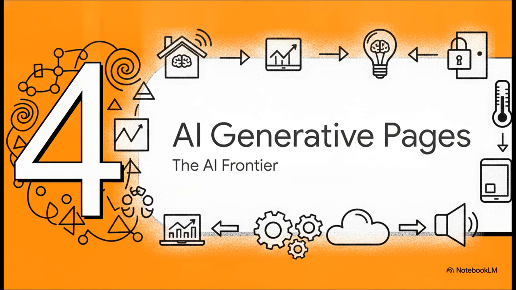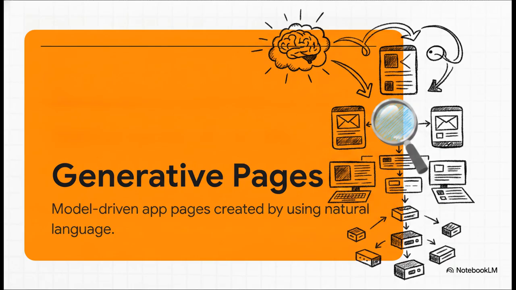Finally, Section 4, AI Generative Pages. Welcome to the AI frontier. This is where things get really exciting. Generative pages represent a brand new frontier where you're actually teaming up with artificial intelligence to architect your application way faster. Instead of manually mapping out every single component on a canvas, you're leveraging AI assistants to do the heavy lifting of page construction. It dynamically binds data to layouts in seconds. It is a massive leap forward in how we build within this ecosystem.